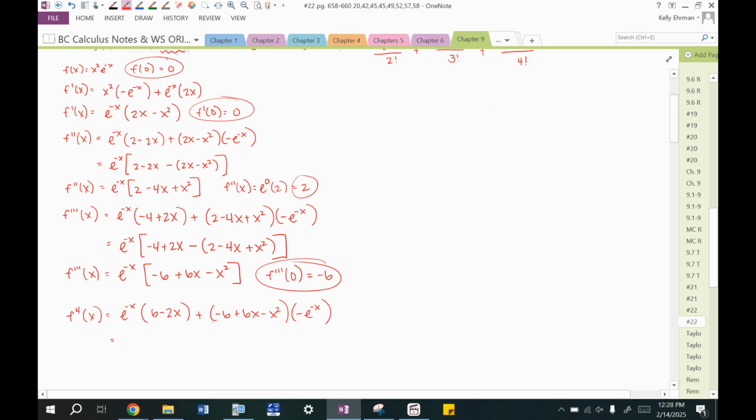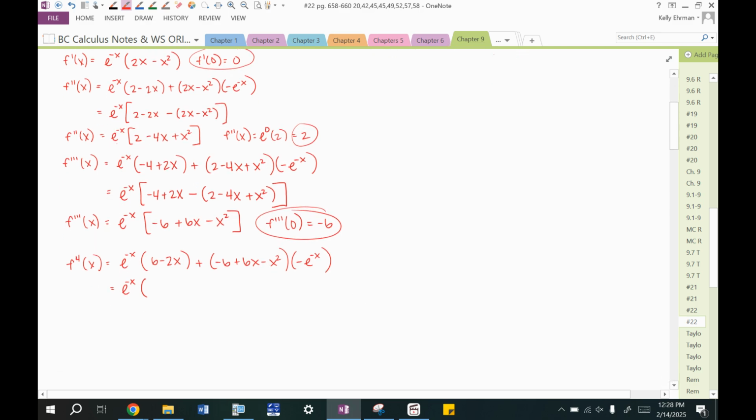I'm still going to factor out because I don't want to mess up my math on this. I trust my factoring more than my plugging a number in and seeing if I get it right skills. So this is 6 minus 2x minus parentheses negative 6 plus 6x minus x squared. But you certainly could plug in 0 here and get the same answer.